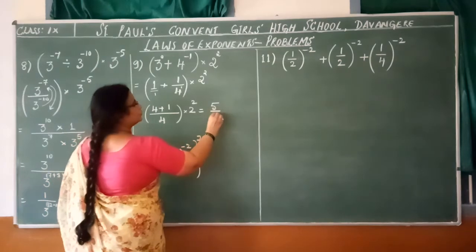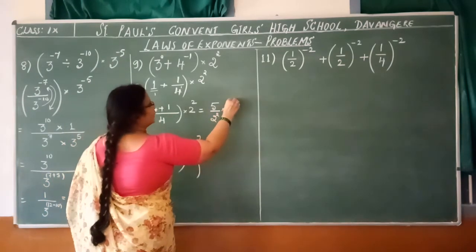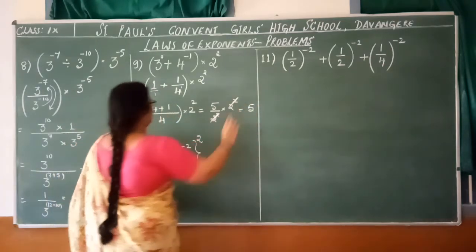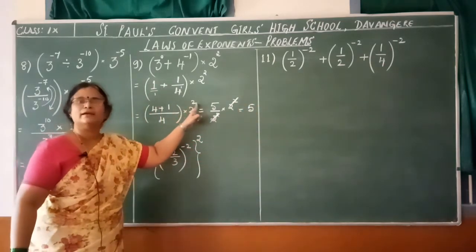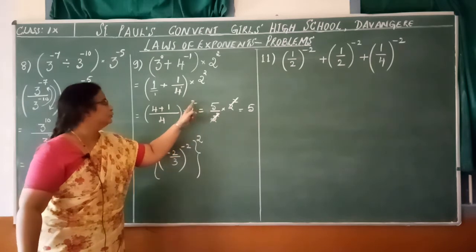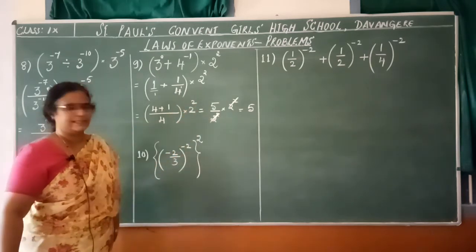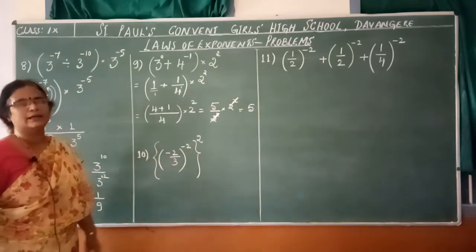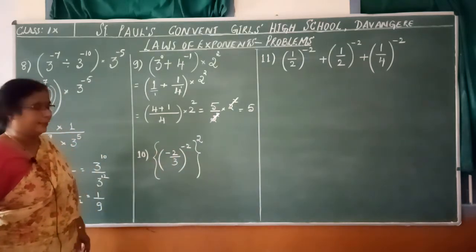4 can be written as 2 square into 2 square. 2 square gets cancelled, it is equal to 5. Or else this 2 square you can write it as 4. 2 into 2 is 4, you can cancel 4. The answer is 5.